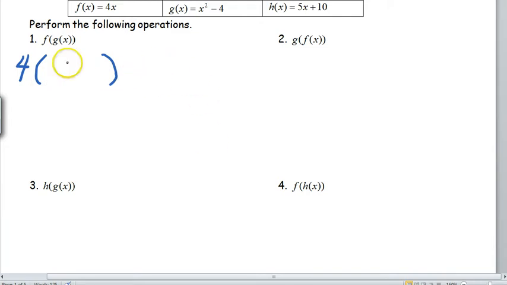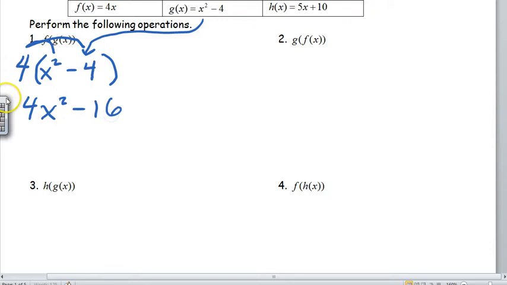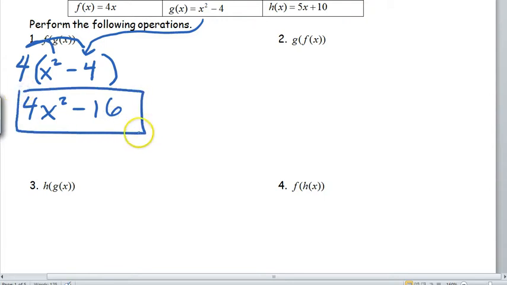Now inside the parentheses I see I've got g. So I look up and I see what's g? X squared minus 4. So that's what goes inside the parentheses. So I go x squared minus 4. Then you see I'm going to need the distributive property. So I'm just going to distribute like this. So that's going to give me 4x squared minus 16. So that would be it for that one. That's all. Okay?